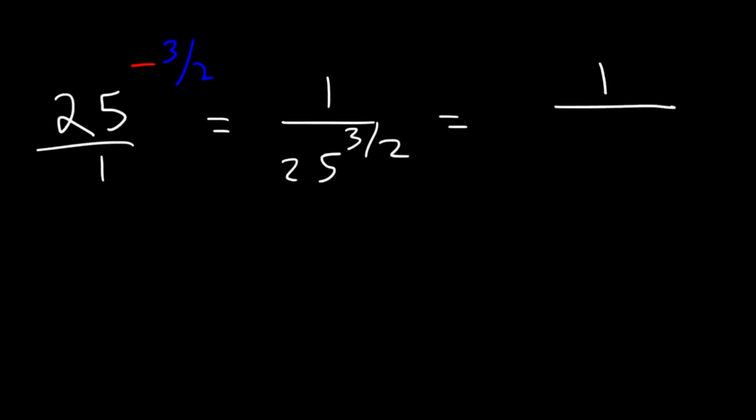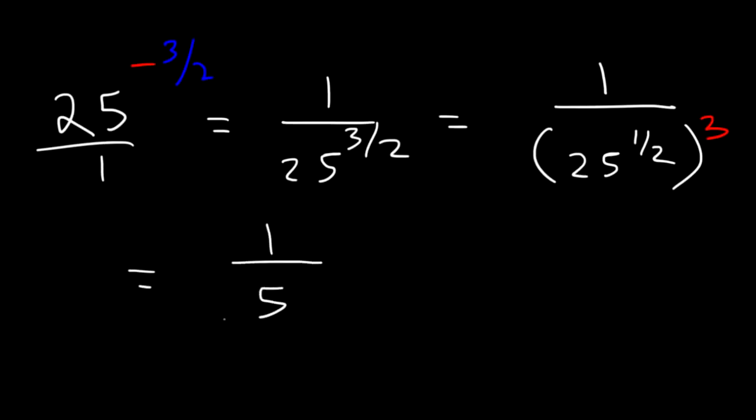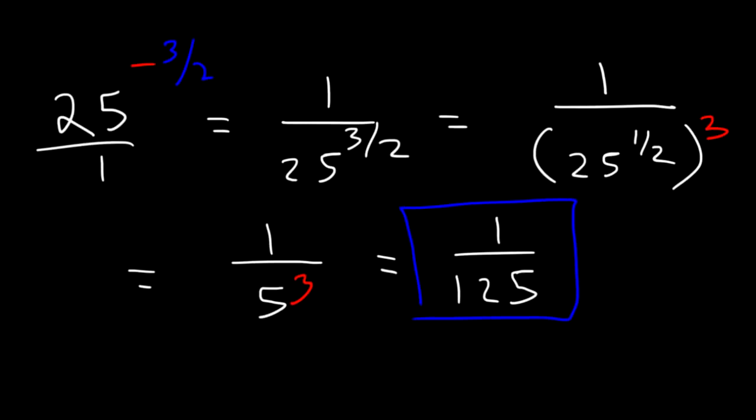Now first, we need to find the square root of 25, and then we need to raise it to the third power. The square root of 25 is 5. And 5 raised to the third power, 5 times 5 times 5, 3 times, that's 125. So the final answer is 1 divided by 125. And so that's it.